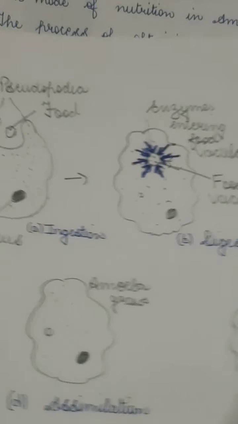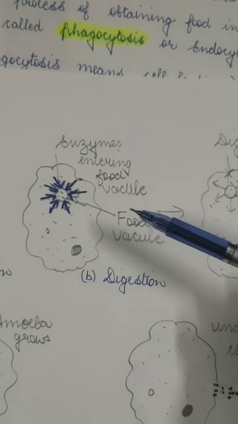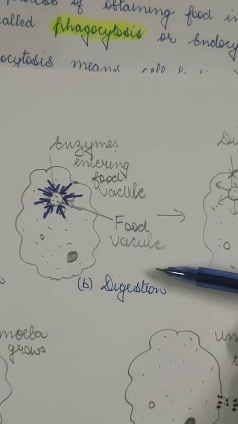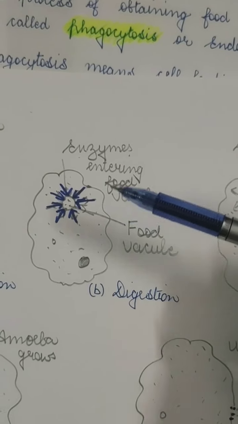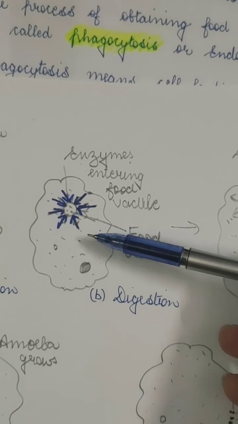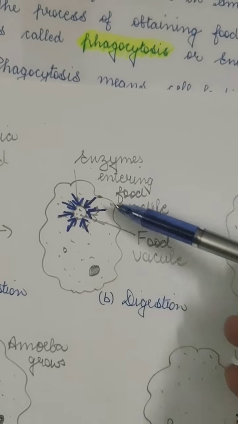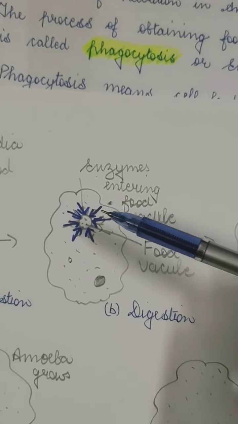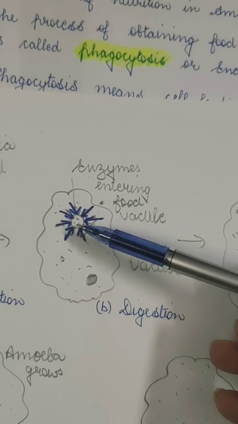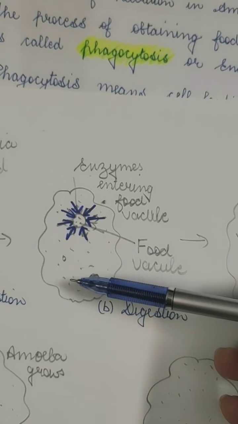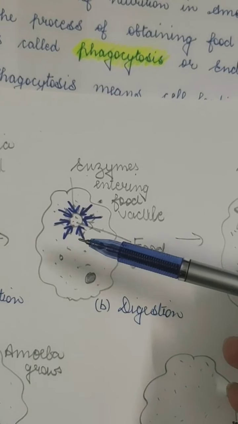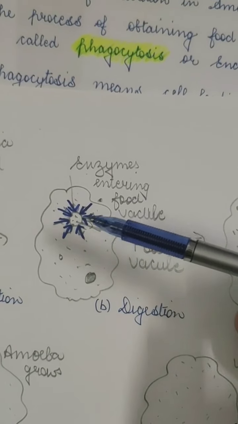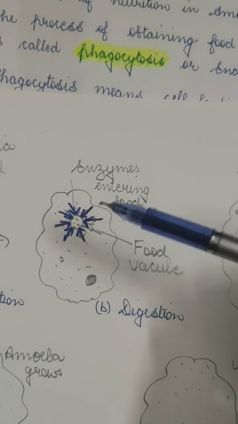So after this, the next process is called digestion. After the food is engulfed inside the body, the ends close and the amoeba again forms a whole structure. Then there is secretion of digestive enzymes. So the food is digested in the food vacuole with the help of digestive enzymes.